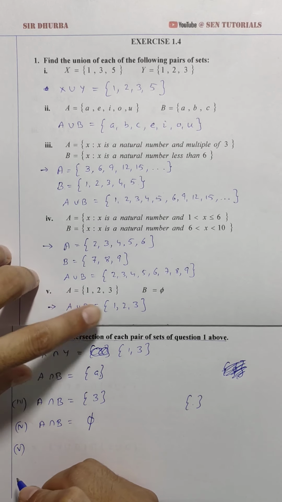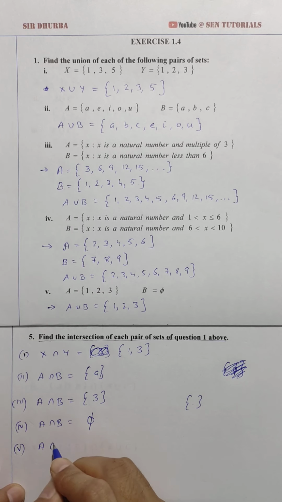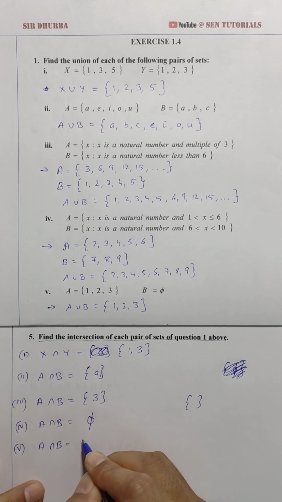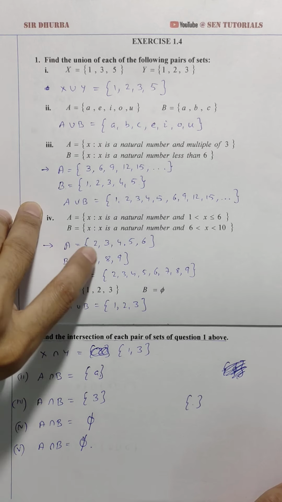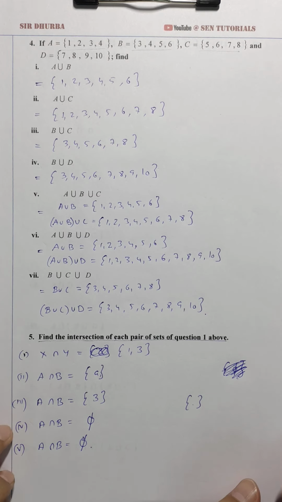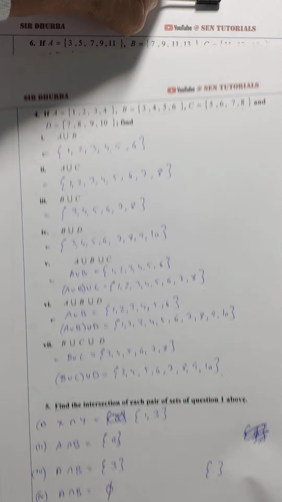5. 1, 2, 3 and B. So again, it's clear we don't have any common elements. Null set, empty set. So null set. Ho gaya? Alright. Let's move on to question number 6.